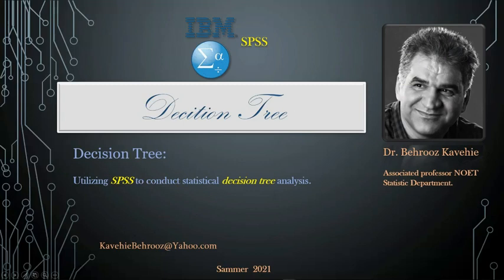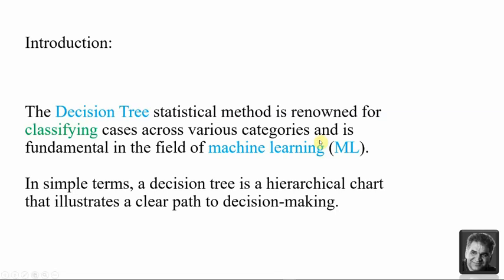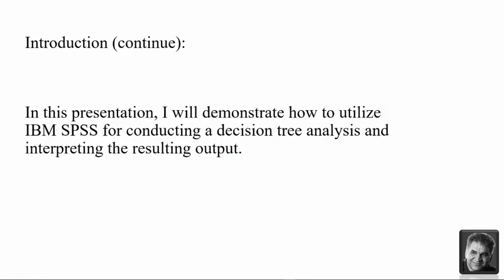Today we are going to learn how to perform a statistical analysis of decision tree in SPSS environment. The decision tree statistical method is renowned for classifying cases across various categories and is fundamental in the field of machine learning. In simple terms, a decision tree is a hierarchical chart that illustrates a clear path to decision making. In this presentation, I will demonstrate how to utilize IBM SPSS for conducting a decision tree analysis and interpreting the resulting output.